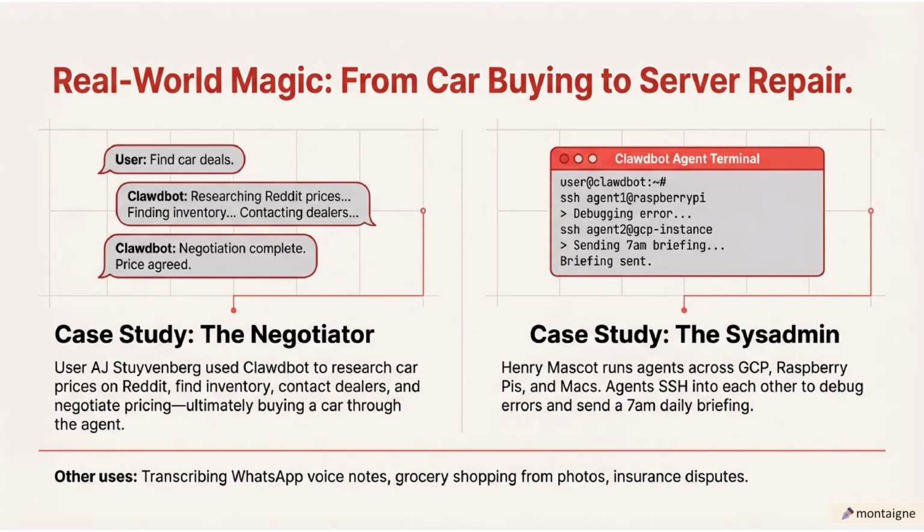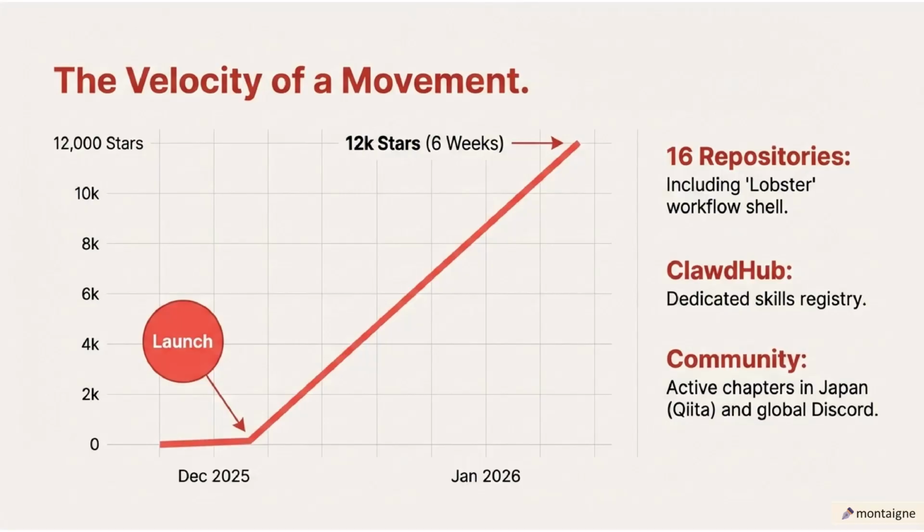From fighting insurance disputes to automating groceries, this isn't just a chatbot. It's a workforce. And this utility explains the explosive growth number we are seeing in the next slide. So that kind of real-world magic triggers massive velocity. Just look at the trajectory since the launch in December of 2025. CloudBot didn't just grow, it exploded, hitting 12,000 GitHub stars in just 6 weeks.